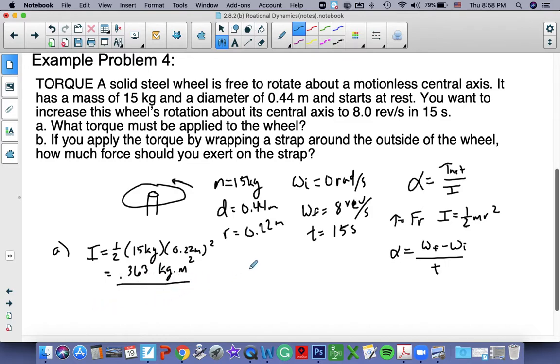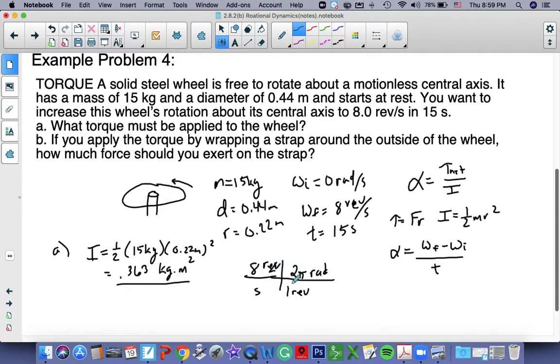And let's get our angular acceleration here. So we're going to do final, and again we had to change that, so let's do that here quick. If we have 8 revolutions per second, and we want to convert, okay, so that's 8 revs in 1 second. We're going to do a little trick here. What's our conversion for going from revolutions to radians? Well, 1 revolution is 2 pi radians. And that will get us to radians per second.